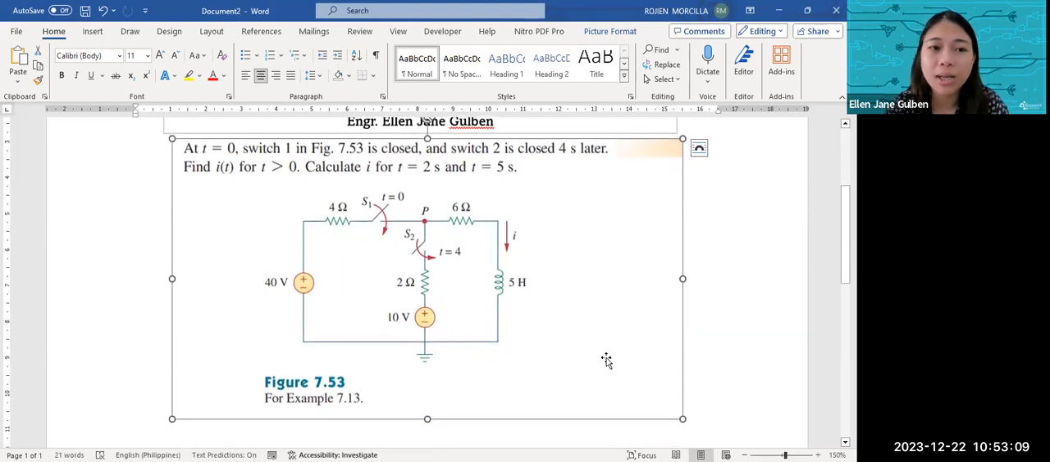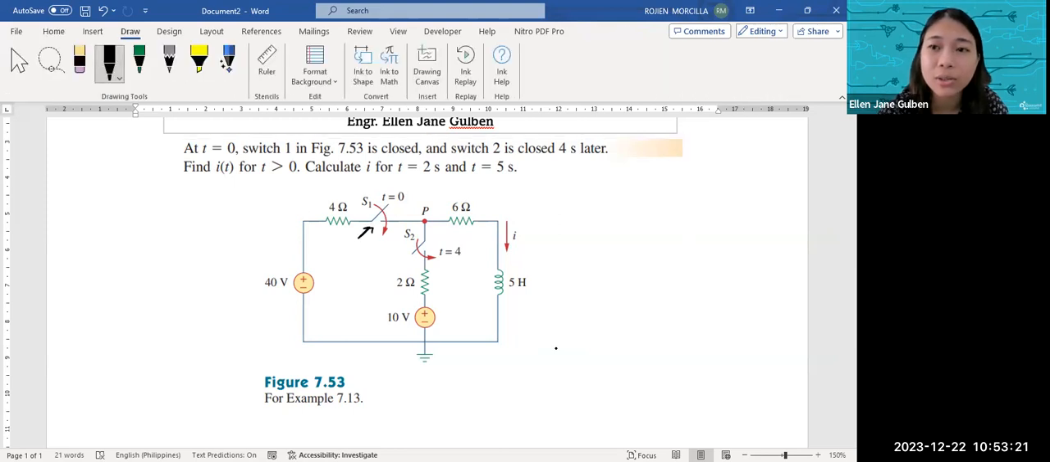Okay, let's read the problem. So at time 0, switch 1 right here is closed. And switch 2 is closed 4 seconds later. Okay, so switch 2 is closed 4 seconds later. So this one is at time 0 right here. And then later, switch 2 is closed. Okay. So find i of t for t greater than 0 and calculate i for t equal to 2 seconds and t equal to 5 seconds. Okay.